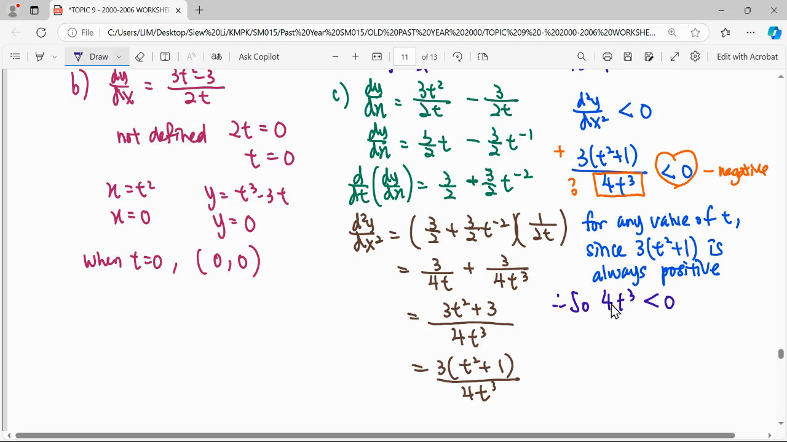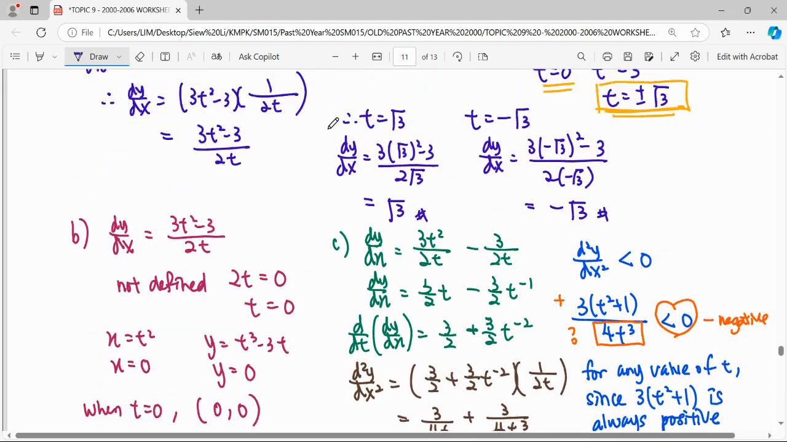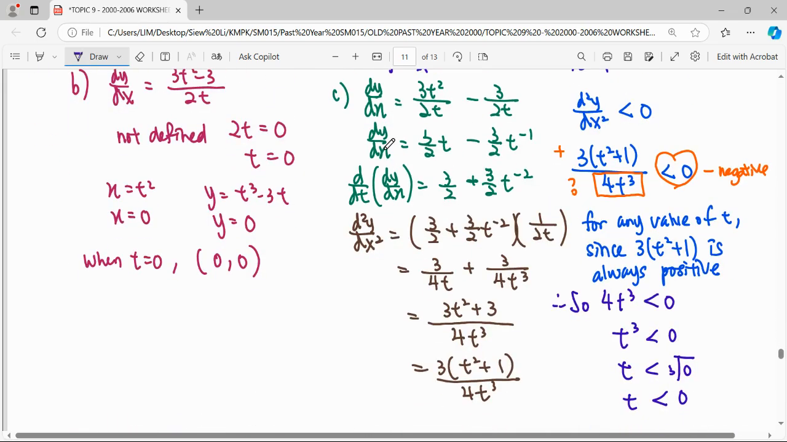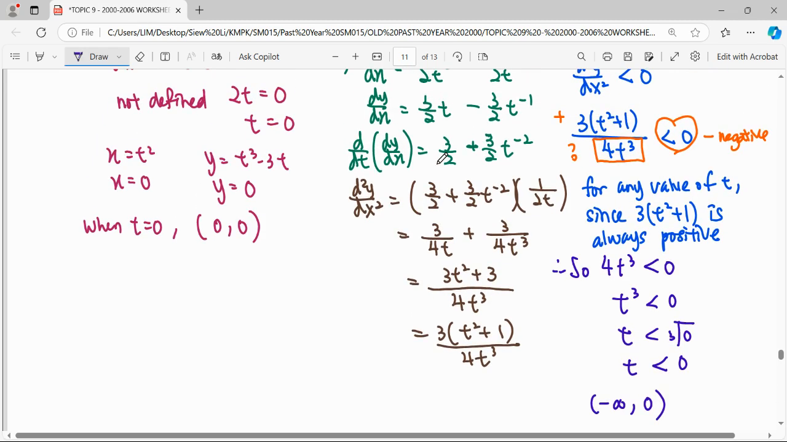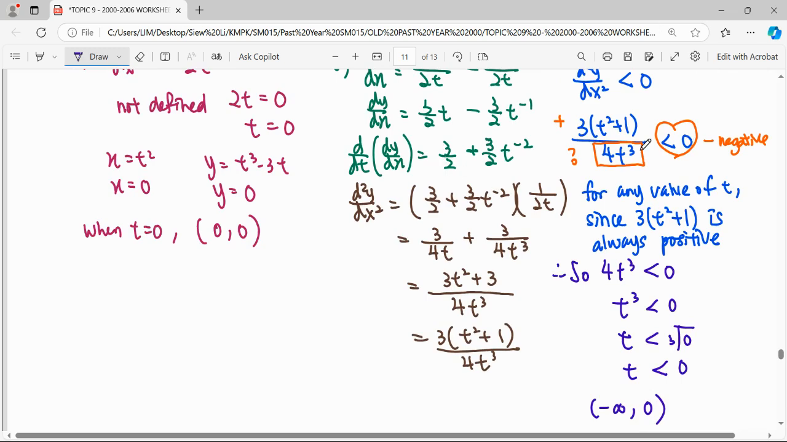So when we get this conclusion, t cubed less than 0, we simplify. t cubed is less than 0 divided by 4, which is 0. So taking the cube root of 0, we get t less than 0. So the interval of t is negative infinity until 0, not included, for our d2y/dx squared to become negative, less than 0.